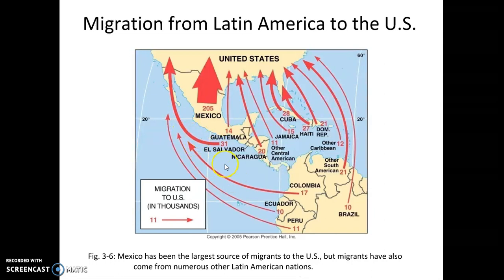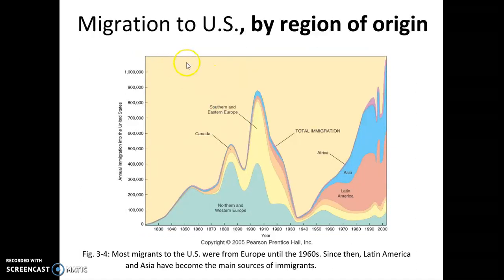And they have to go across oceans, so this is an environmental obstacle, going to the United States. Going from Nicaragua, El Salvador, Guatemala, this is from the periphery, the LDC, stage 2 countries traveling to the core of the United States. Let's talk about the migration to the U.S.